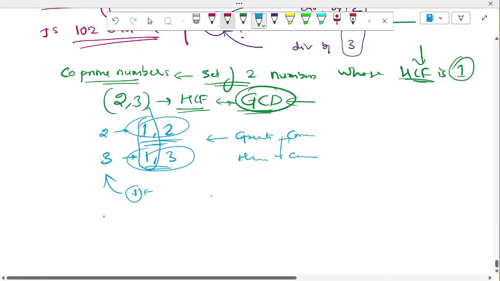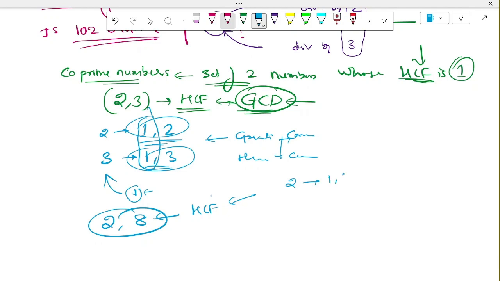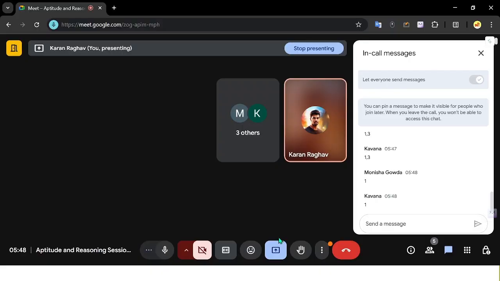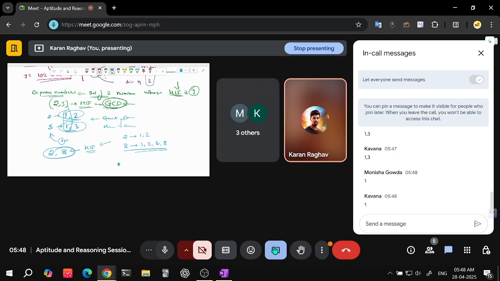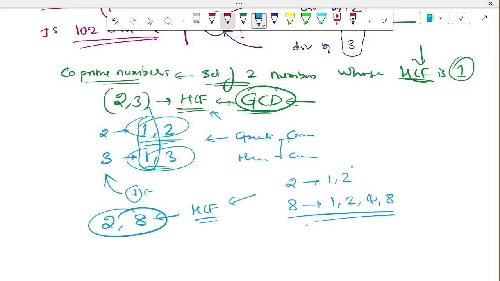Now similarly, if you take the example of 2 and 8, and you are asked to find the HCF, how will you find it? You will take 2, find the factors 1 and 2. You will take 8, find the factors 1, 2, 4, 8. So now can you tell me what is the HCF of these two numbers? HCF of 8 and 2 is 2, right? From the name itself it is very clear that this is going to be the highest common factor, or greatest common divisor.